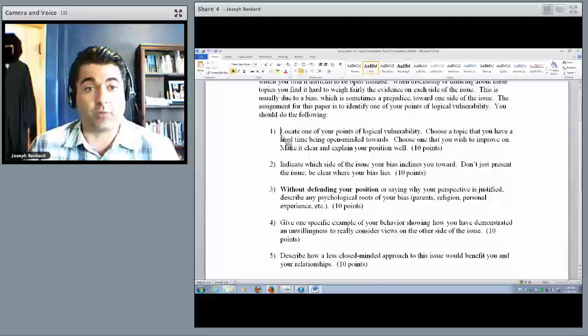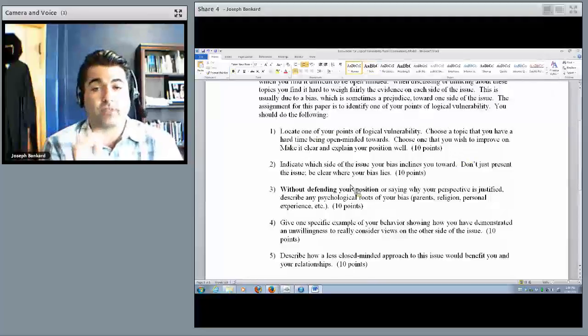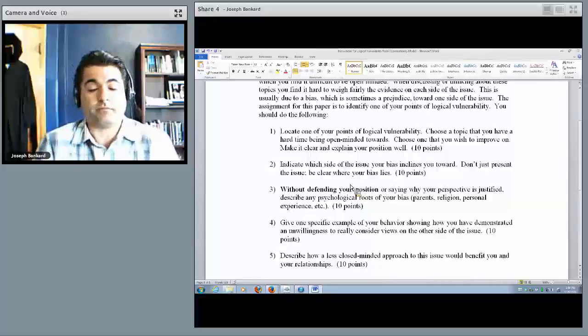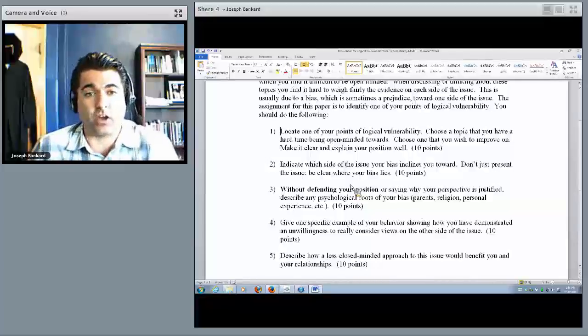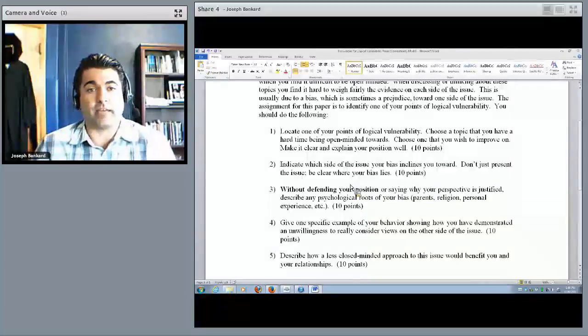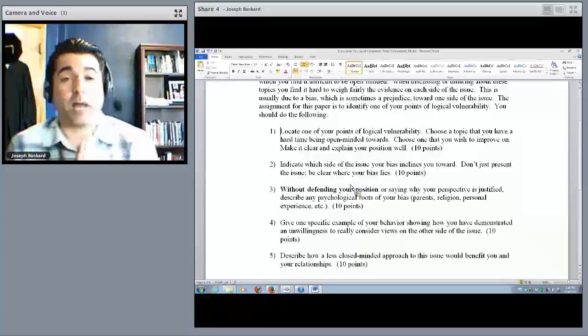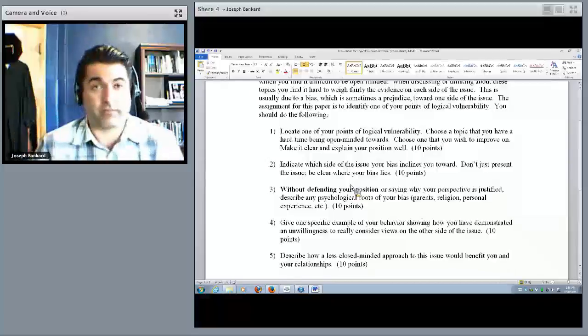So number 1, locate one of your points of logical vulnerability. Choose a topic that you have a hard time being open-minded towards. Choose one that you wish to improve on. Make it clear and explain your position well. The topic is going to be vital because it needs to be an issue that you can research later, okay?